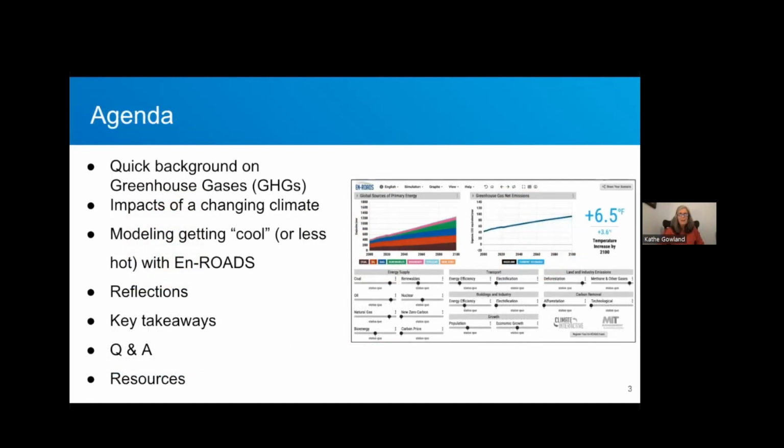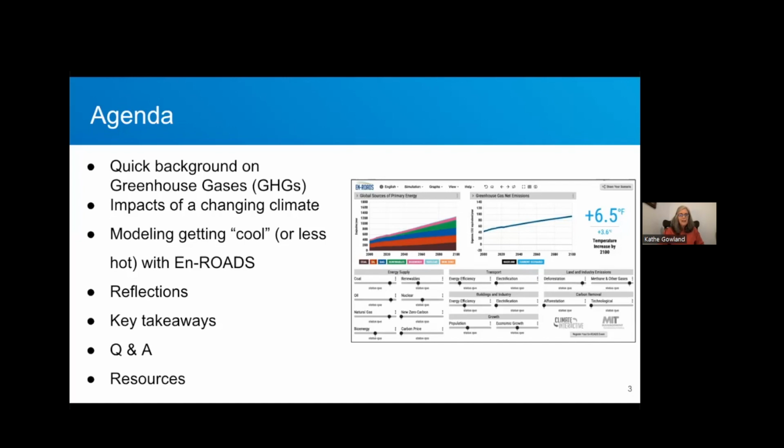This presentation will be a brief introduction and overview of this awesome and fun tool, and it has a very important message also. There are many resources for people who want to dig in further at climateinteractive.org. Also, we're always happy to talk with anyone about En-ROADS and most things climate related.